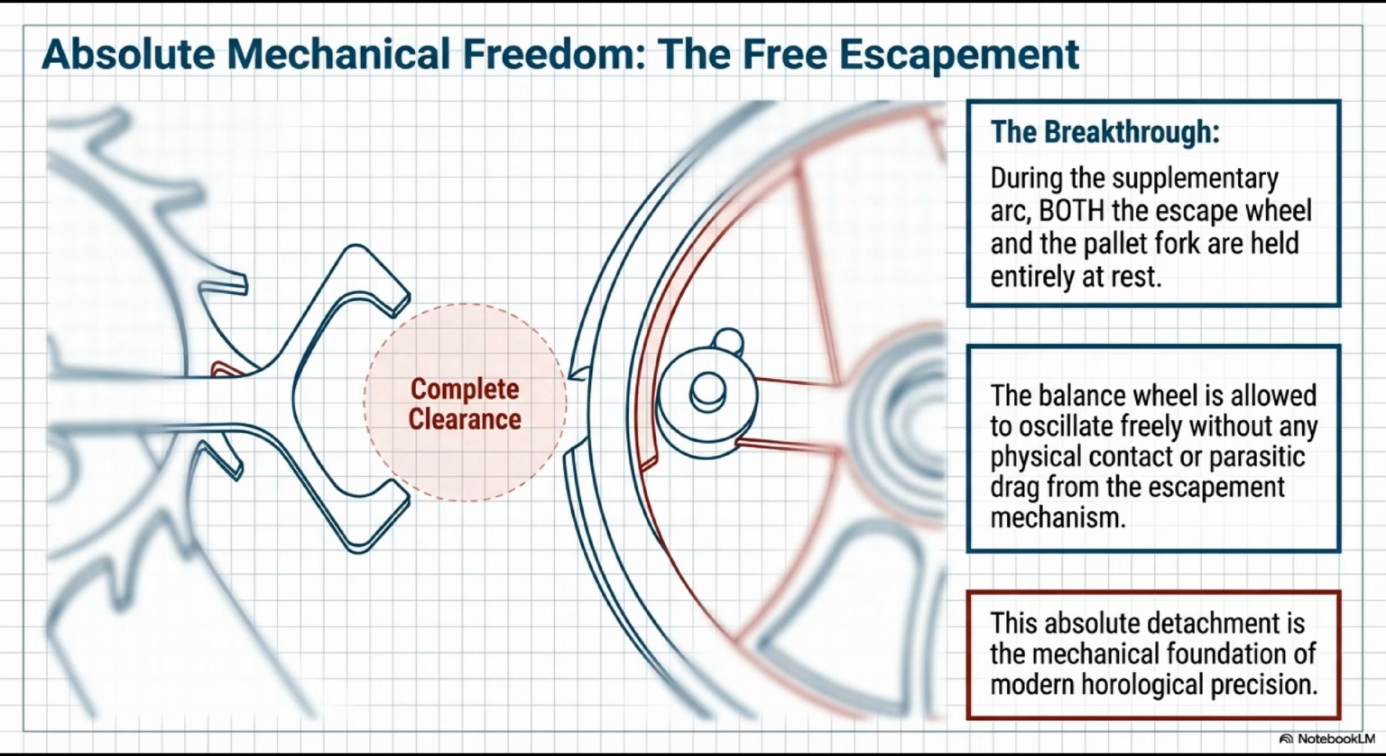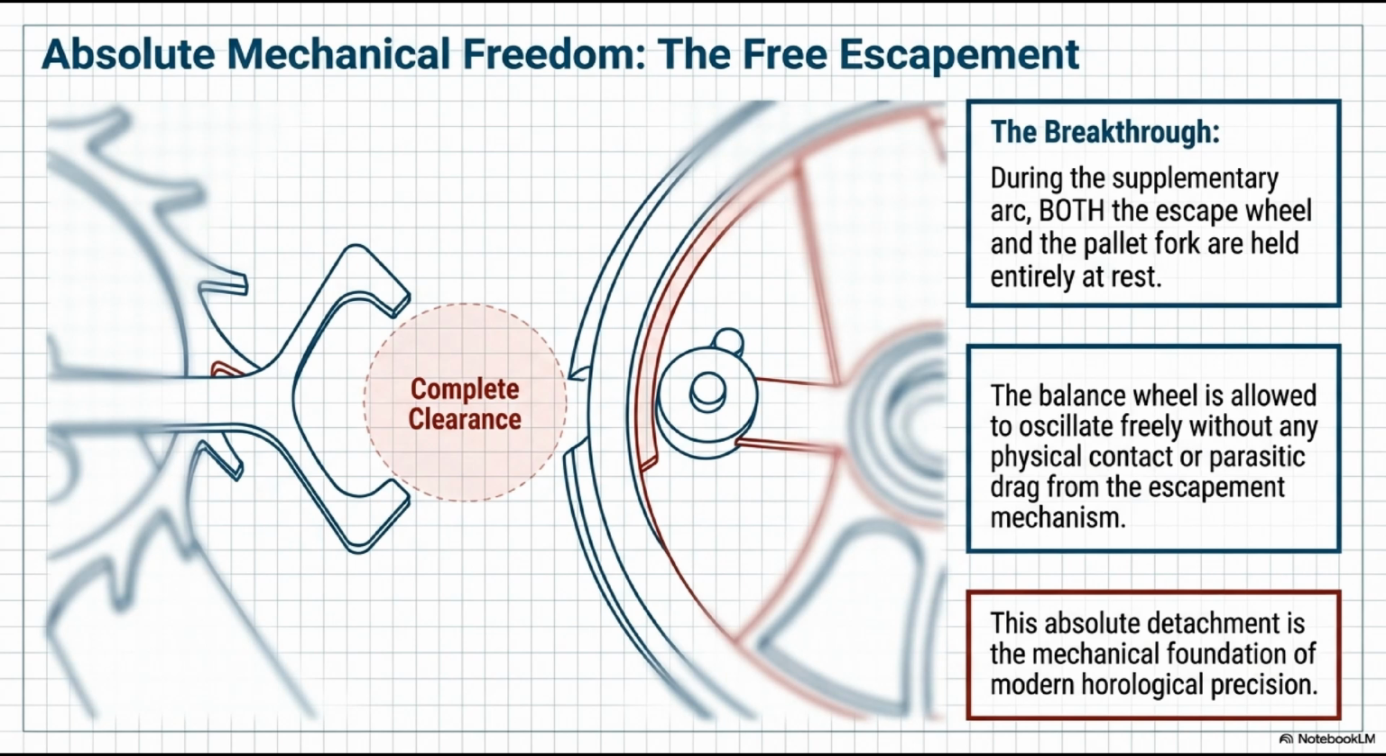During the supplementary arc, which represents the overwhelming majority of every oscillation cycle, typically 85 to 95% of the total swing, both the escape wheel and the pallet fork are held in a condition of complete, absolute, zero contact rest. Not near rest. Not minimal contact rest. Complete, absolute rest, with no friction, no recoil force, no variable braking torque, no physical connection whatsoever to the oscillating balance wheel. The balance swings in total mechanical isolation from the driving mechanism.